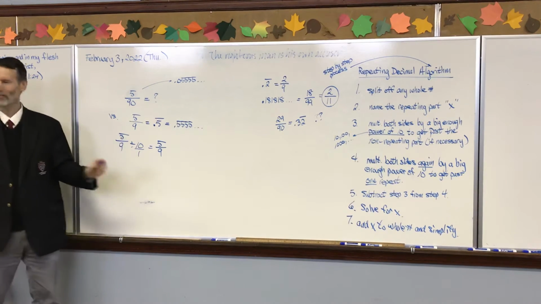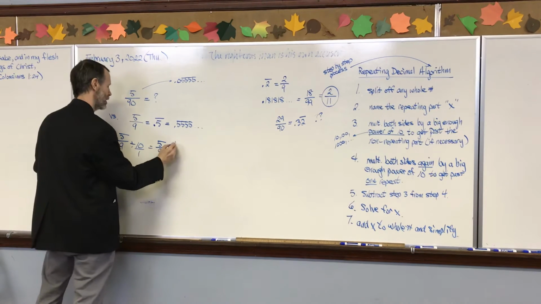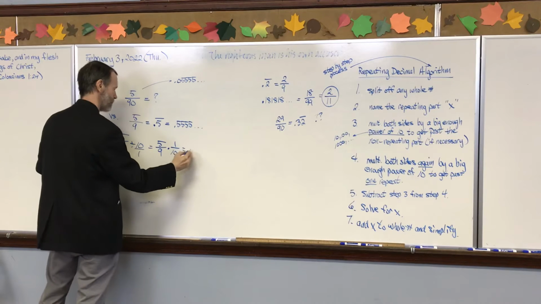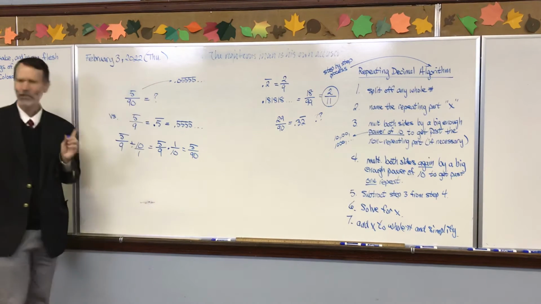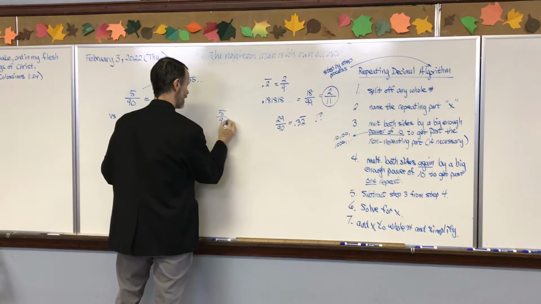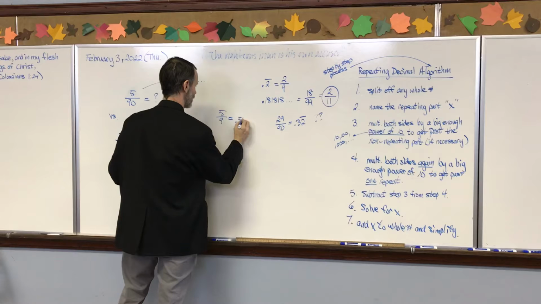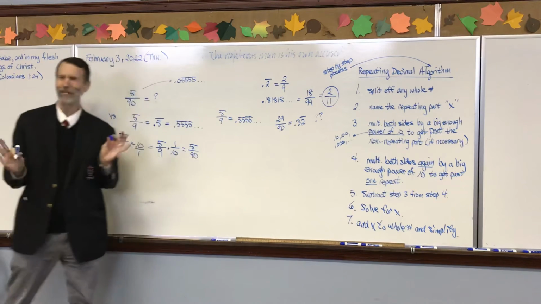Dividing by a fraction is the same as what again? Multiplying by the reciprocal. What do you get? 5 over 90. Let me show you what you just did. Does everybody agree that 5 over 9 equals 0.55555, and so on? Is everybody settled on that?